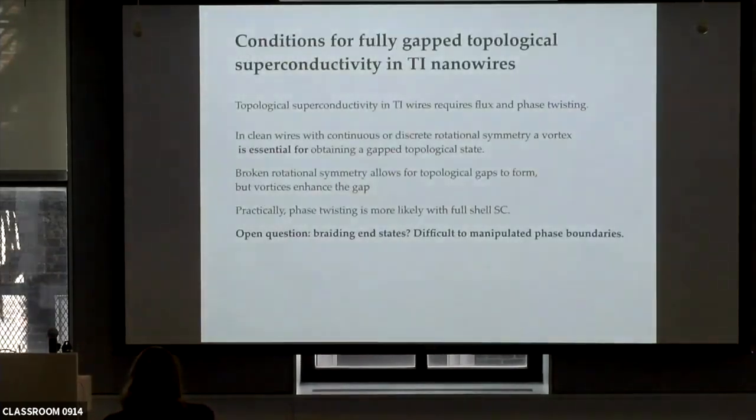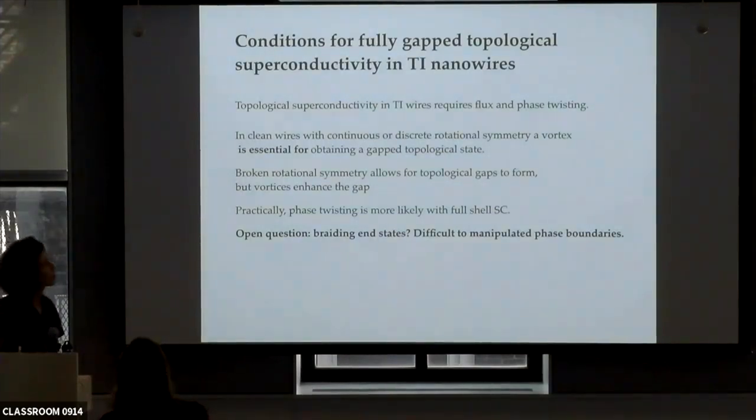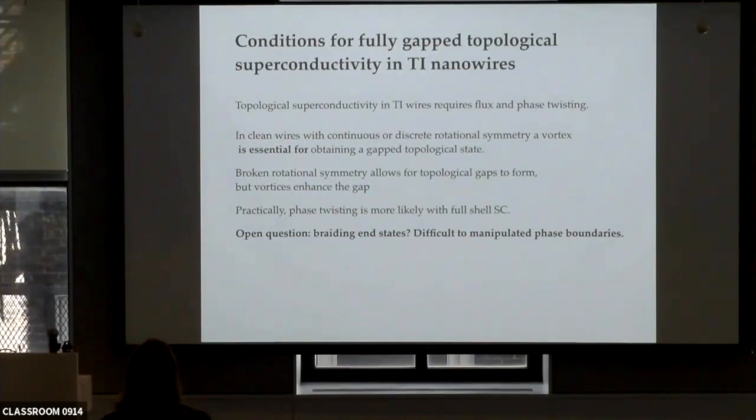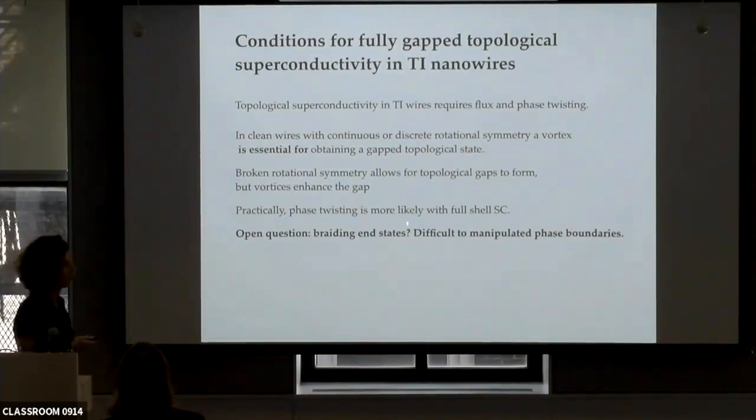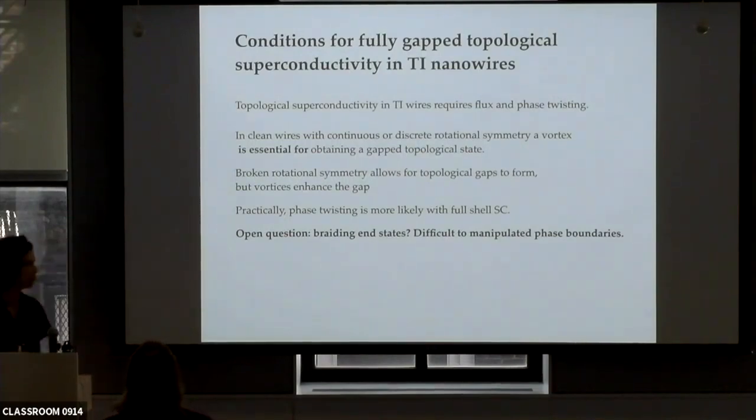And with that, I want to conclude. I talked about conditions to get fully gapped topological states. Topological superconductivity in TI wires requires flux and phase twisting. And practically, phase twisting is more likely to be obtained if you have full shell superconductivity.